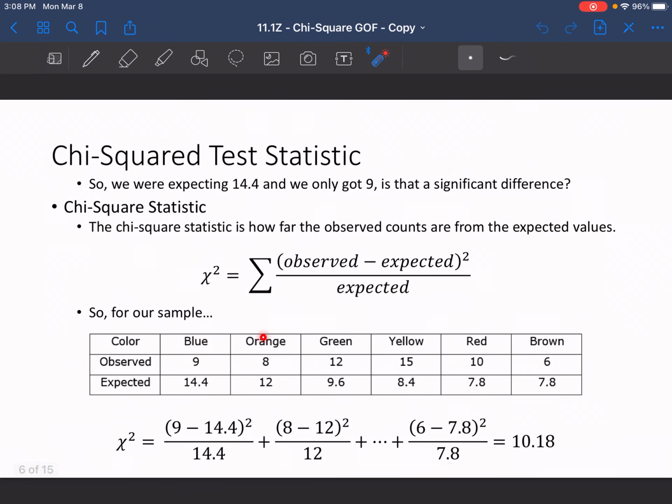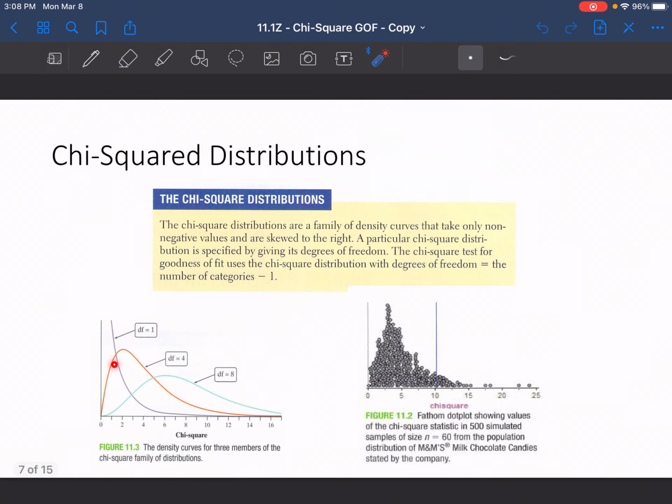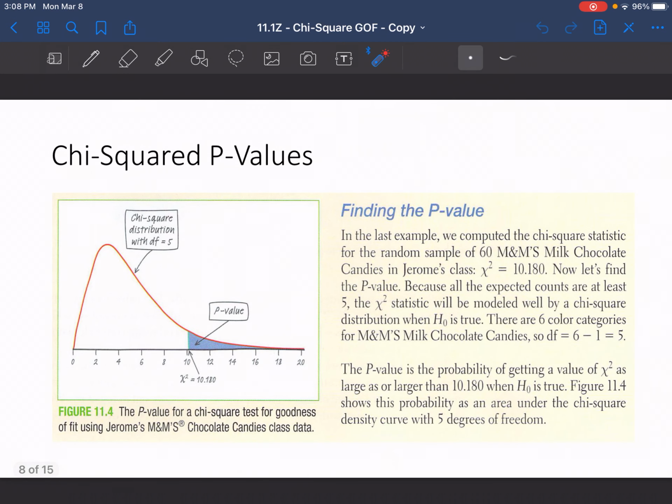So in this case, we have 1, 2, 3, 4, 5, 6. We have 6 total colors that we can get, and those colors represent our categories. And so because we have 6 total colors, our degrees of freedom would be 5, because we just take 6 minus 1, that gives us a degrees of freedom of 5. And so our curve, they don't show it here, but our curve is going to look something kind of close to this. Degrees of freedom is equal to 4. So we use that curve to find our p-value in this case.